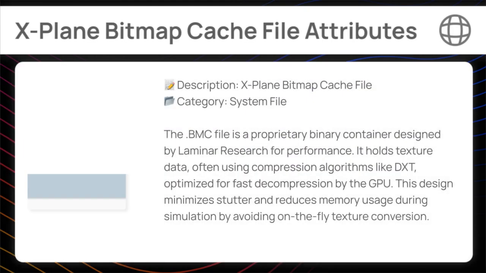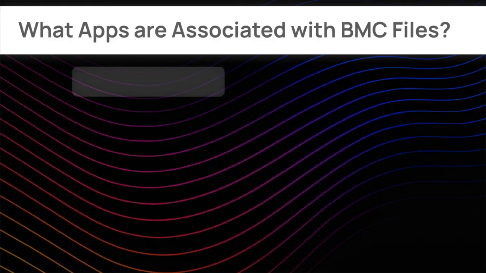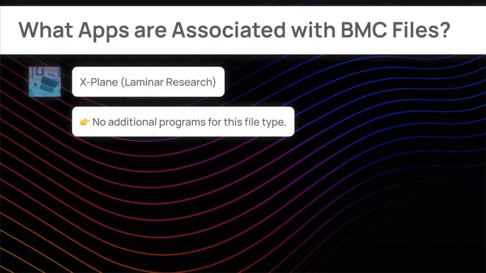The BMC file is a proprietary binary container designed by Laminar Research for performance. It holds texture data, often using compression algorithms like DXT, optimized for fast decompression by the GPU. This design minimizes stutter and reduces memory usage during simulation by avoiding on-the-fly texture conversion. Optimal handling of the BMC format is achieved using X-Plane by Laminar Research.